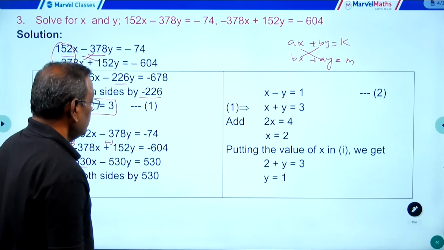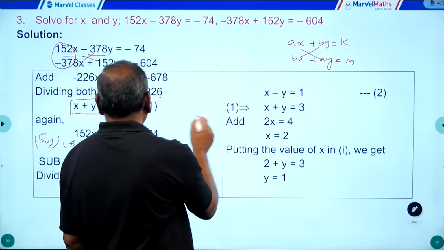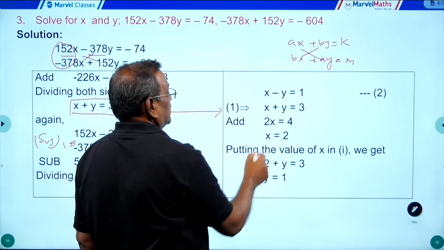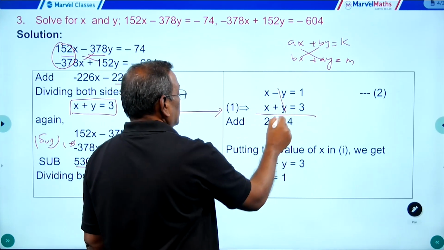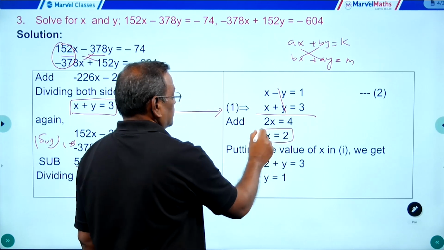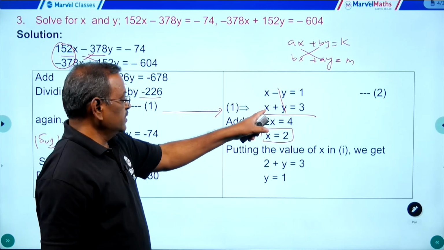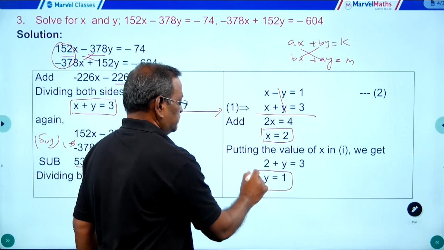Okay, now rewrite the first equation again. The first linear equation is x plus y equal to 3. If I add, 2x equal to 4, x equal to 2. Substitute x equal to 2 here, the value of y is 1.